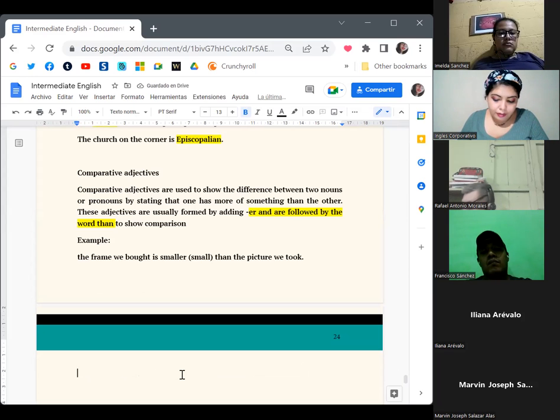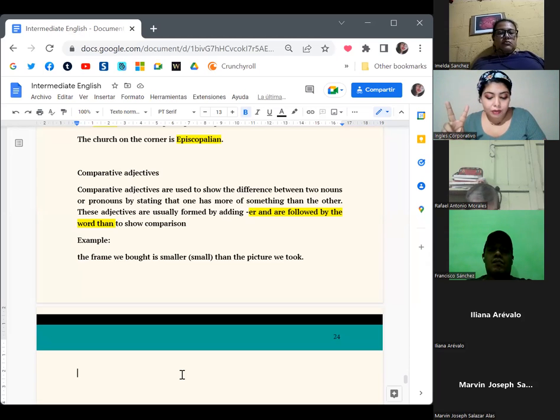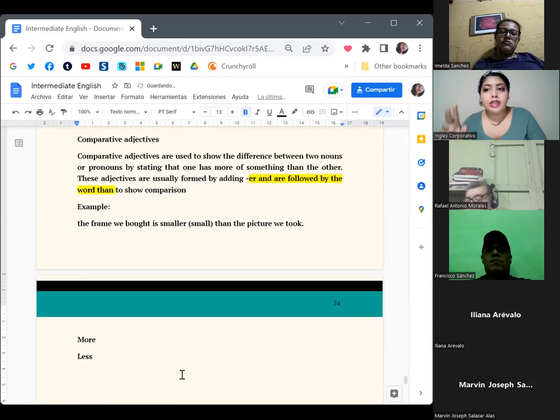And then we have the other kind of comparative adjective. And it says that some comparative adjectives are formed by adding the word more or less. We can also use more or less in front of the adjective, and are followed by the word than to show comparison. These rules apply to adjectives that are two syllables or more and do not end in Y. So in that case, when we have these long words that function as adjectives, we are not just going to add er at the end of the word. In that case, we are going to use more or less when they are two syllables. And we have the example.